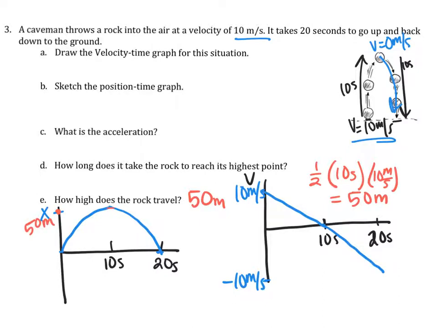So that's what I'm looking for when I say sketch a position graph. I'm looking for these key shapes that it's slowing down and speeding up. I'm looking that you have it going in the right direction. And I have these key numbers like the 10 seconds, 20 seconds, and the 50 meters here.